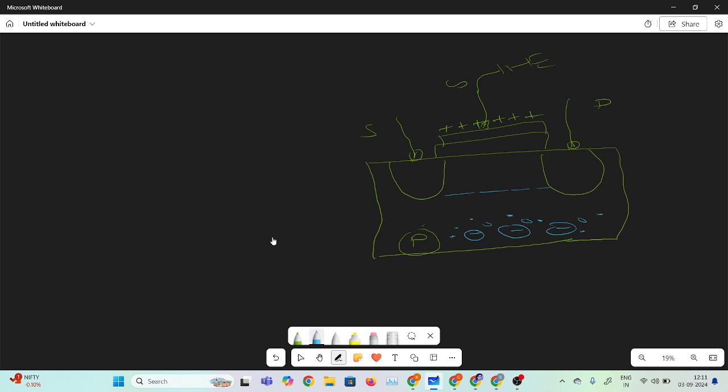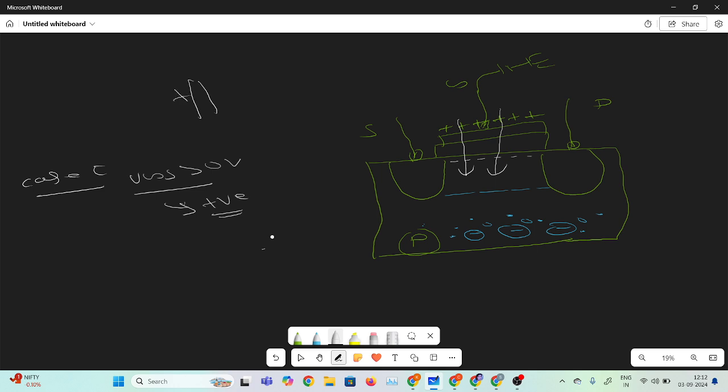Okay, see, case 1: VGS will be greater than 0 volt. We apply a positive voltage of any magnitude. If we apply a positive voltage on the gate terminal, you already know that to balance the charge, a negative charge will be developed at the surface of the body, meaning the channel, and an electric field will be set up like that. You already know this from the capacitor.